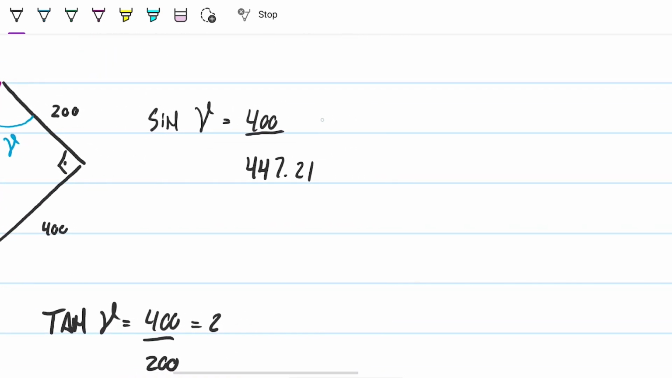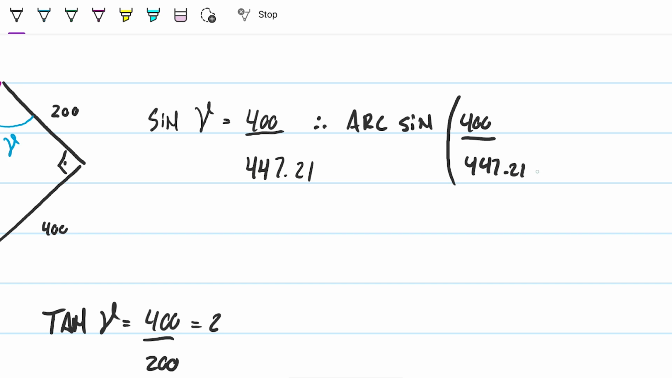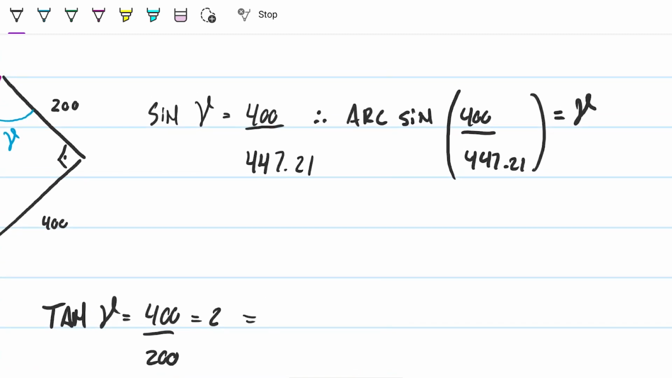But if you do it this way, what we can do now is the arc sine of what we're looking for here, which is the 400 over the 447.21, and that's going to give me gamma, right? Obviously, I can do the same thing here. And if I do that, I get that gamma is 63.43 degrees.